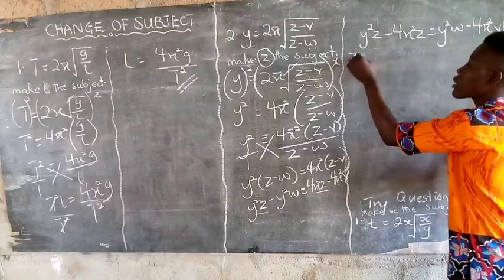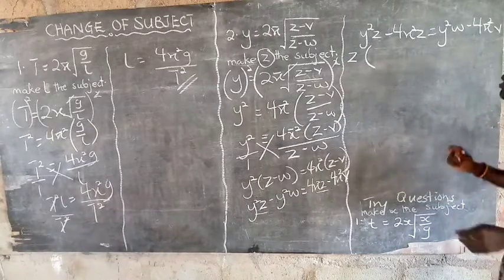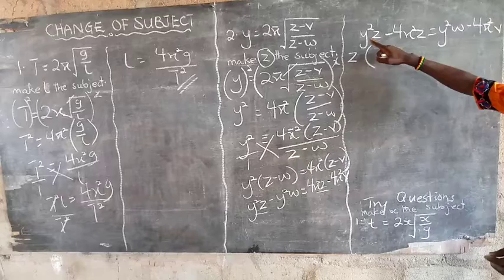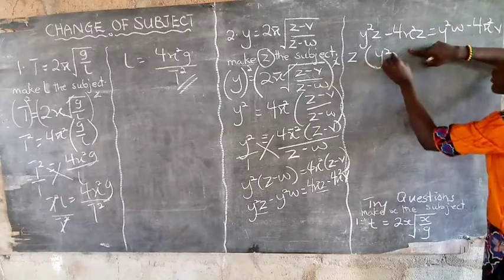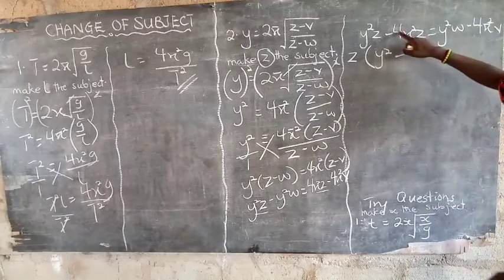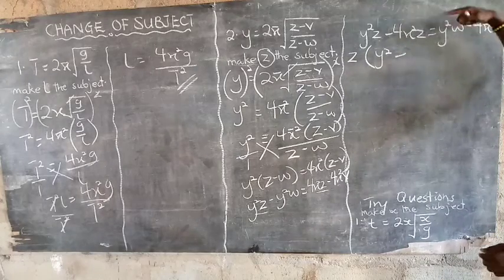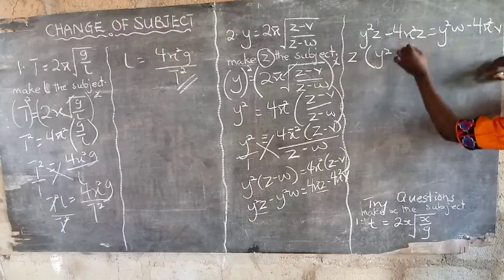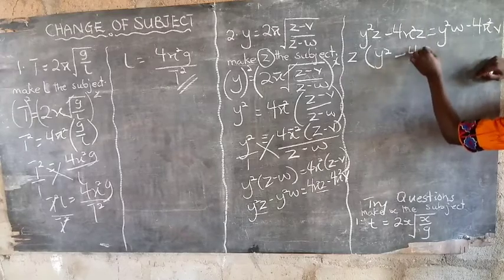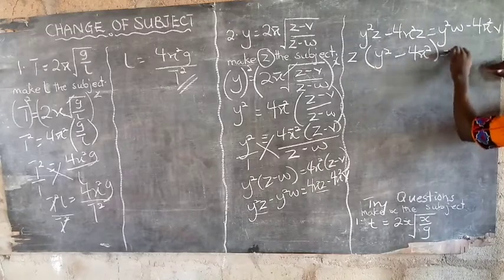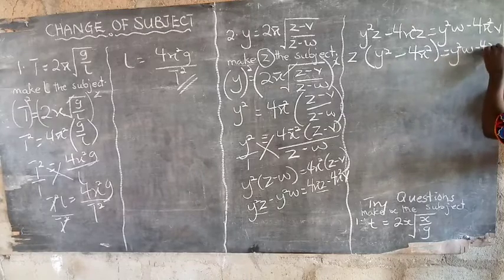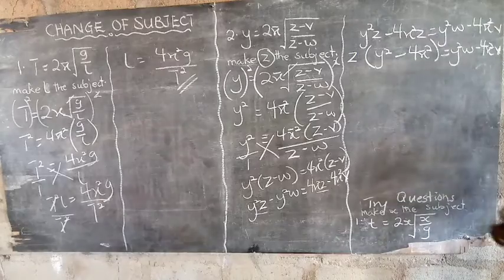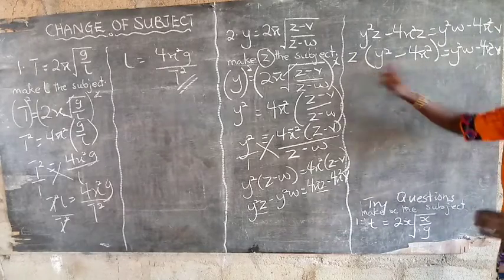So if Z comes out here, what next we'll do is that Z is here. So if you divide here by Z, what will be left? To be left with y squared. Then negative comes. If we divide 4 pi squared Z also by Z, what will be left? The Z cancels Z, so we will be left with 4 pi squared. Okay, it's equal to y squared w minus 4 pi squared v. Okay, now our Z is standing alone.